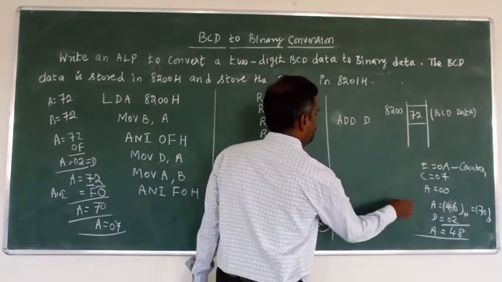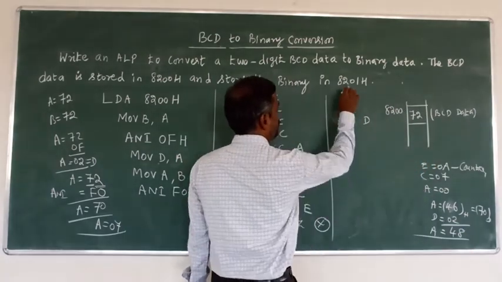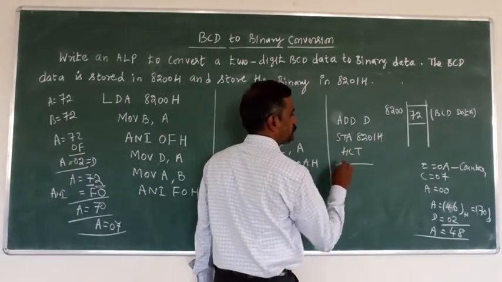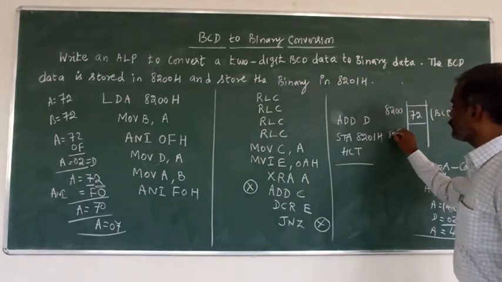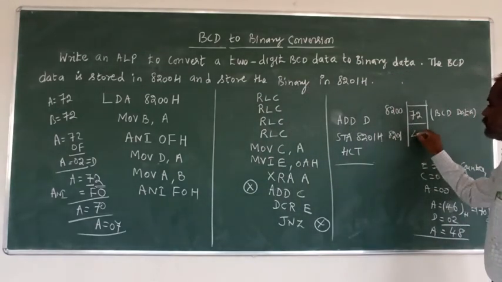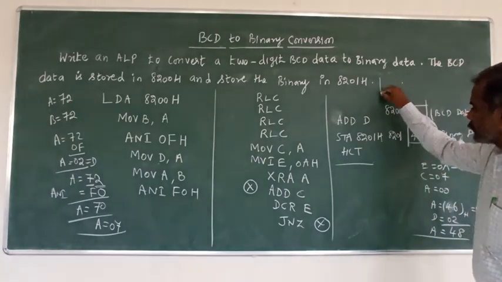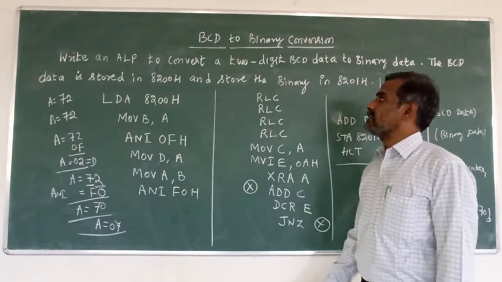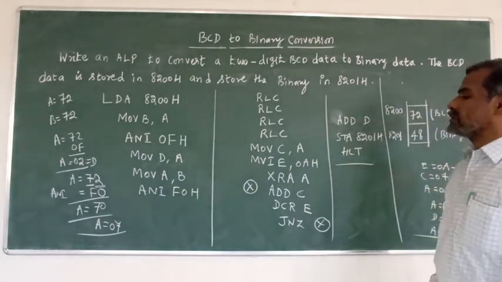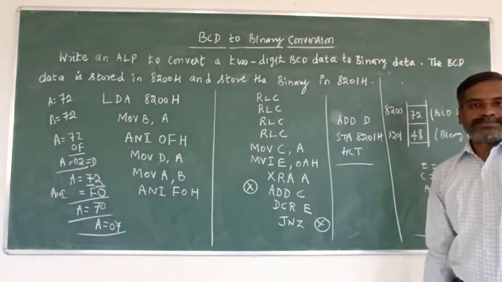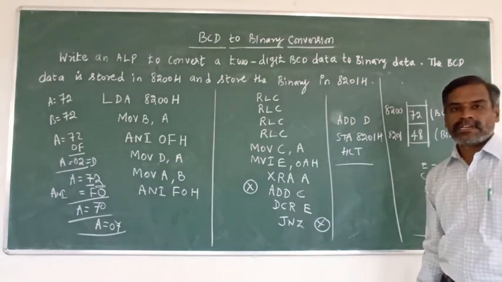Now the 48 result is stored at address 8201, and we halt the program. And this is for 8201. Now the result is 48H. This is the binary data. This is a program to convert the given BCD to binary code conversion. Any doubt? Okay. Thank you.